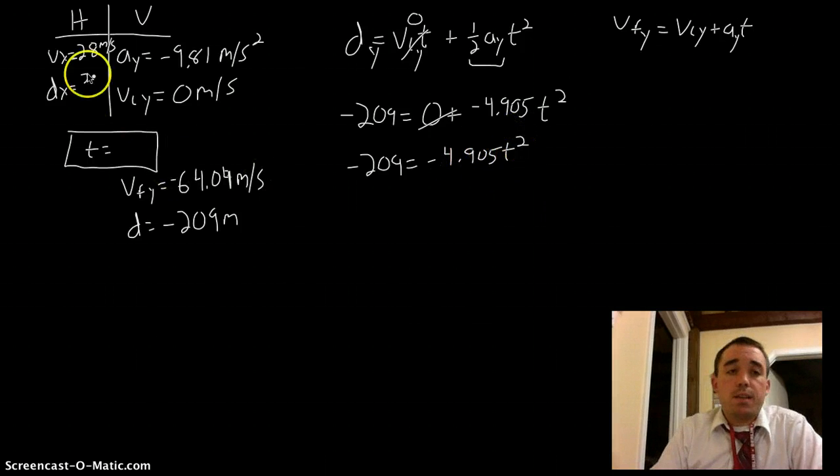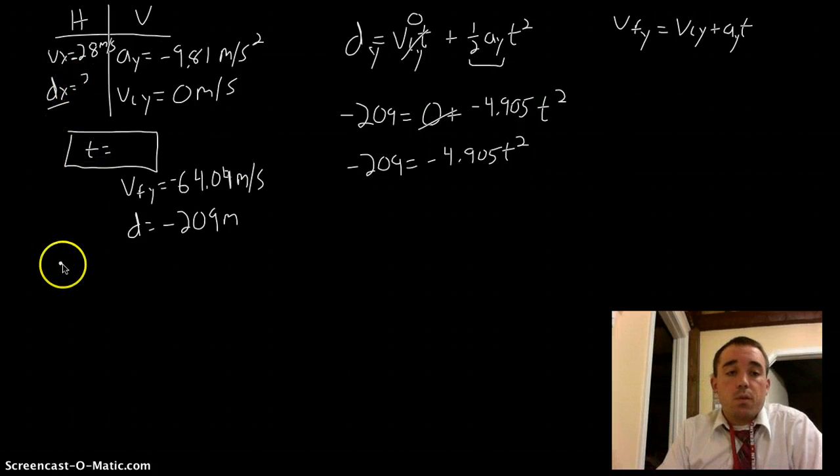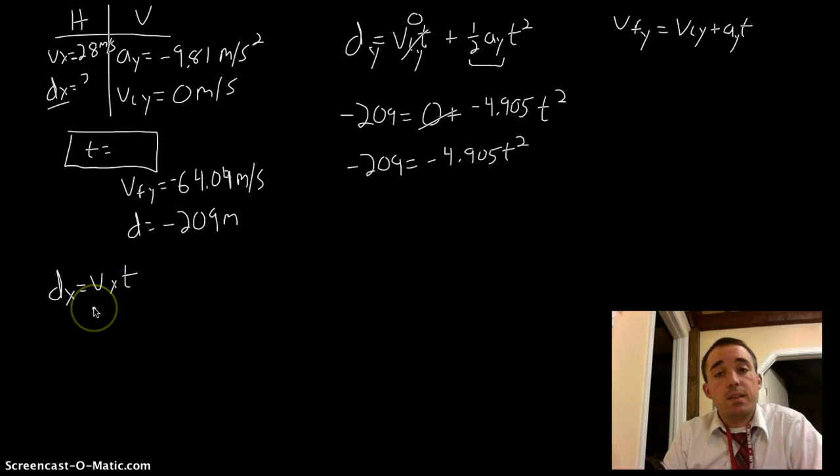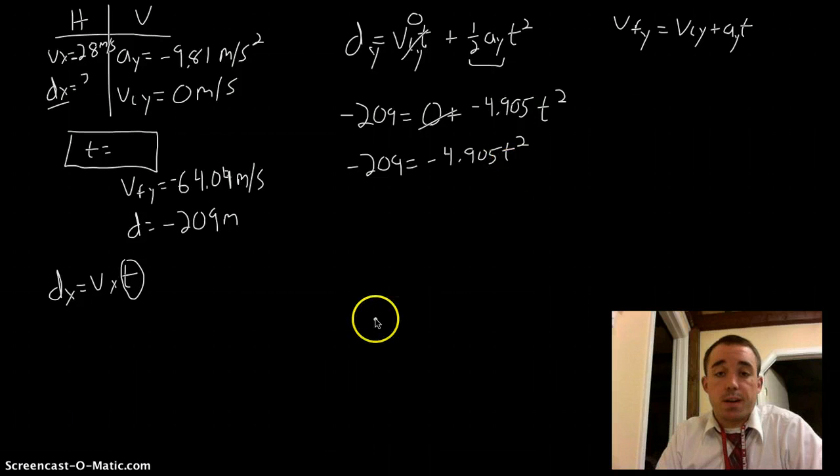The reason I have to do this is I'm trying to find dx. I don't know T and I don't know dx, obviously. So in order to solve anything horizontal, we only use this one equation, dx equals Vx times T. But I don't know dx and I don't know T, so I need to find one of the other pieces in order to solve for dx. That's why I know I have to first solve for time. That's what we're doing over here.